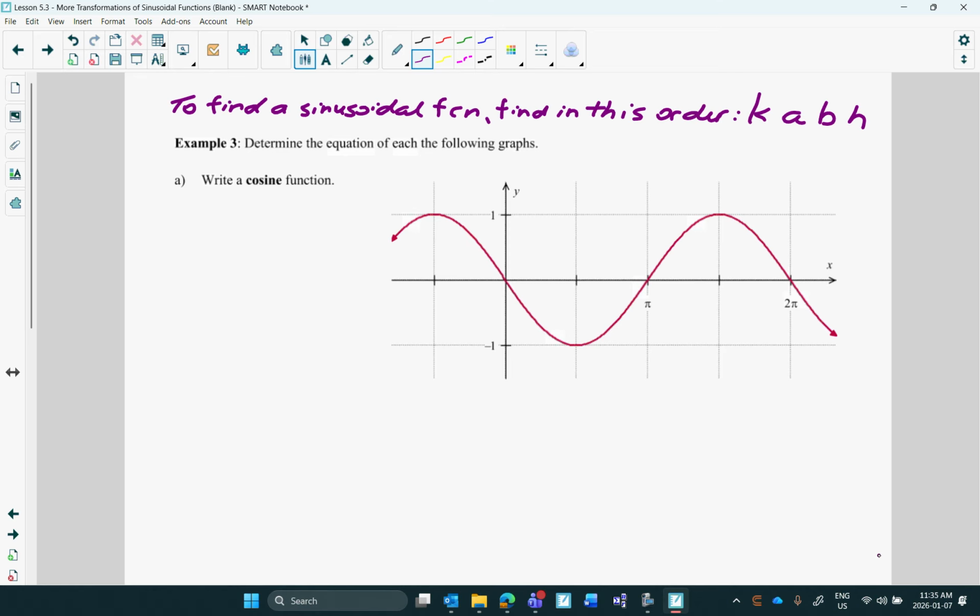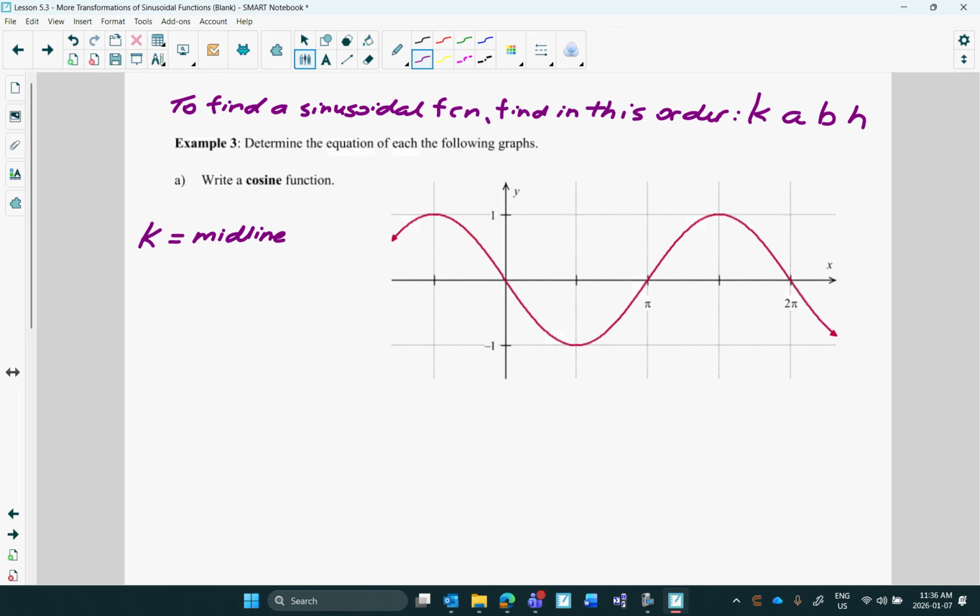So we're asked to write a cosine function for this one. So we need to find the values of K, A, B, and H. K is equal to the midline. What would be the midline in this case? 0, right? Now you can kind of see that by looking from the graph. It's 1 above, 1 below, so it's got to be at 0.